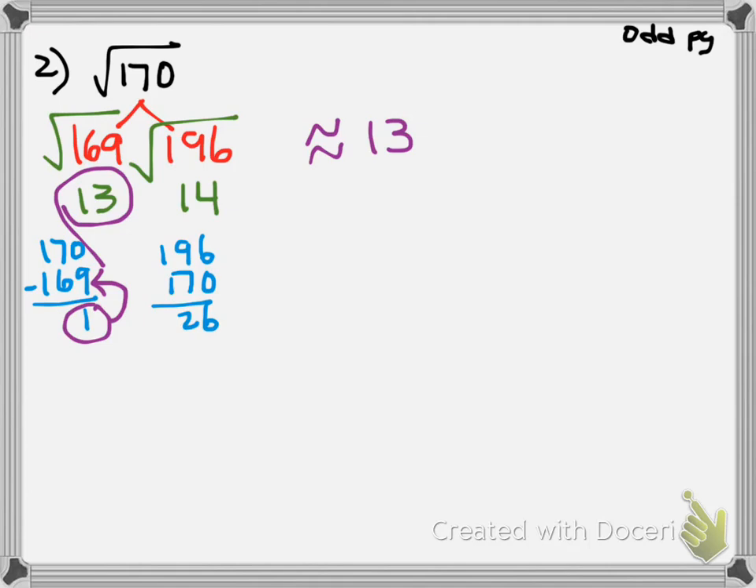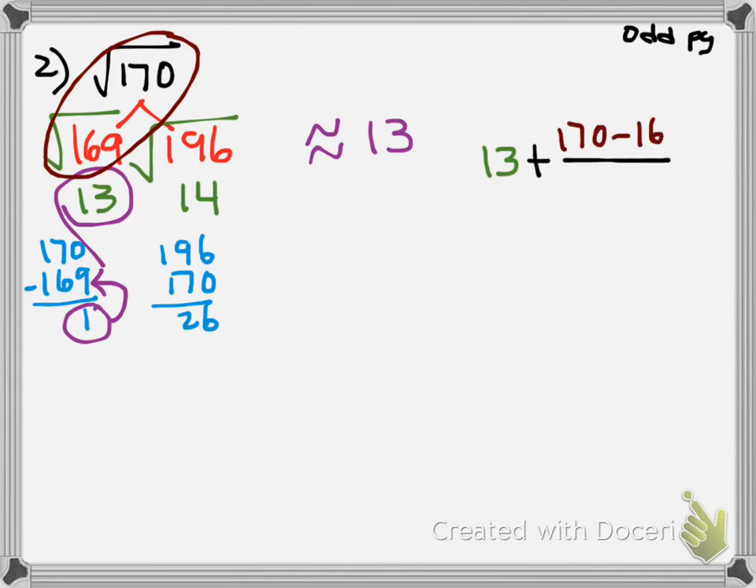So now we're going to create a fraction. And that fraction has the smaller square root, so 13. And then we're going to add to it the fraction, and in the numerator of the fraction is going to be the difference between the radicand and the smaller perfect square. So that's what we did over on the left where we got the difference of 1. And then we're going to do in the denominator, it's going to be the difference of the 2 perfect squares.